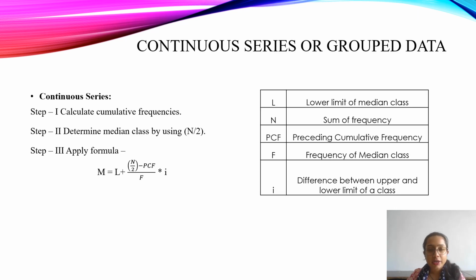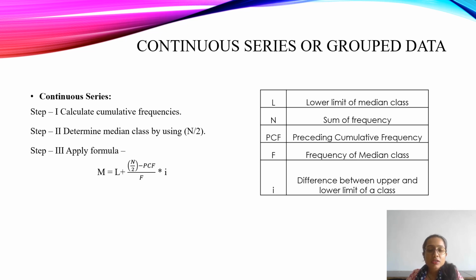In the grouped data, the question will be given in the form of class intervals and frequencies. So in the continuous data, the formula is M is equal to L plus (n by 2 minus PCF) divided by f, whole multiplied by i.